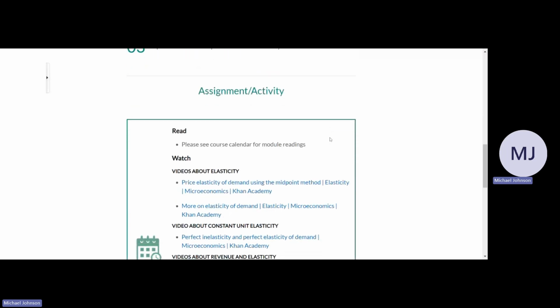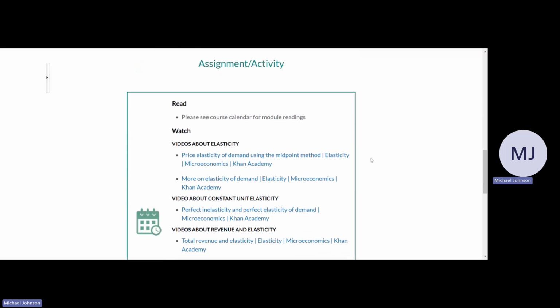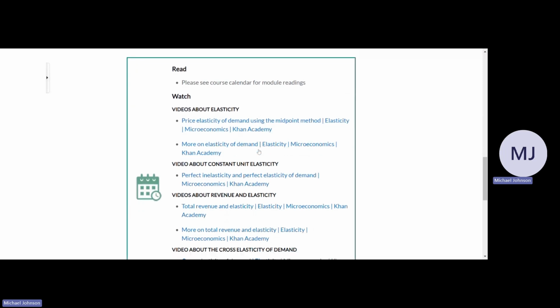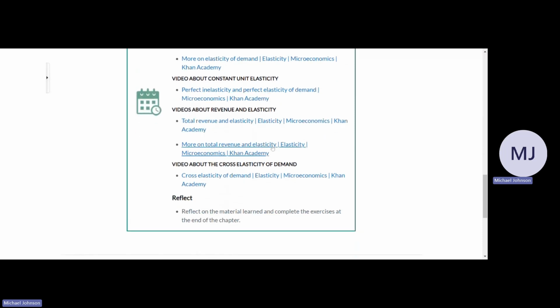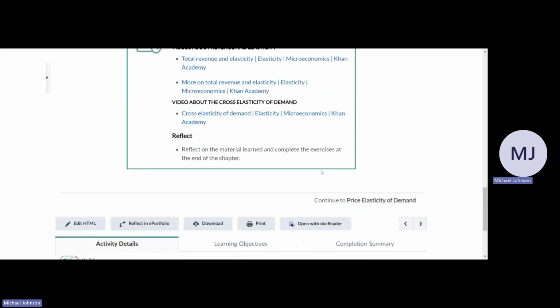So I recommend, check the course calendar to stay updated on what is going to be covered. Go through price elasticity of demand using the midpoint method video here, Khan Academy, elasticity of demand, Khan Academy, inelasticity, Khan Academy. These are great videos. Revenue and elasticity, Khan Academy. So Khan Academy is the best resource for videos on this. So cross elasticity of demand, I highly recommend watching Khan Academy videos and also doing the textbook questions. Textbook questions are very good practice for this.